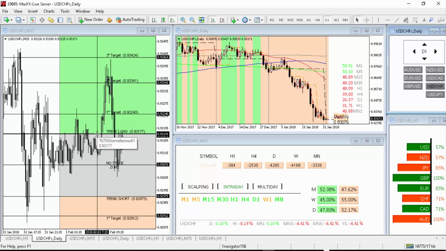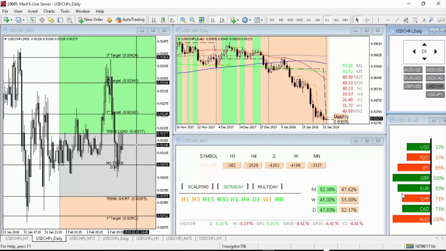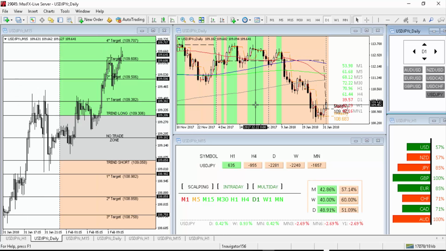Should the market remain below 0.9317, we may have a continuation to the downside, considering we have a 71% short Swiss franc against a 57% long US dollar. Should the market go back above 0.9324, we may have a continuation of the bullish move.